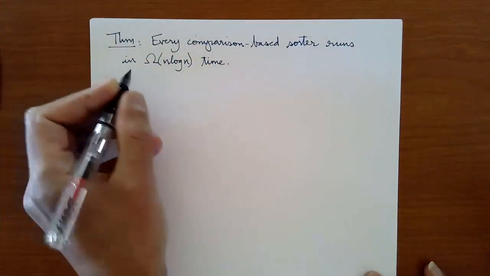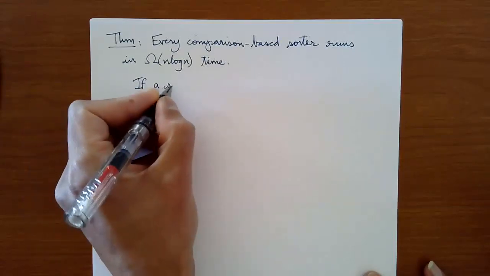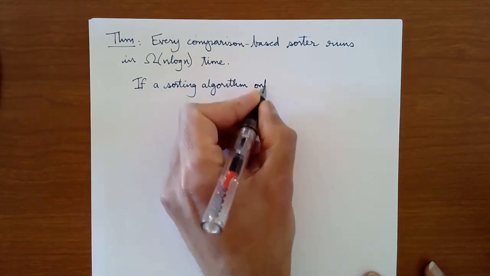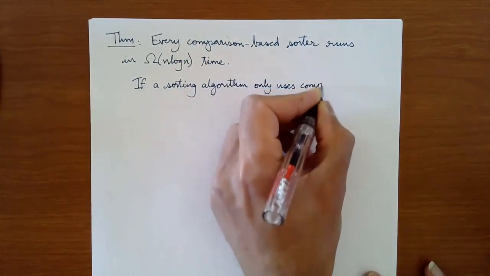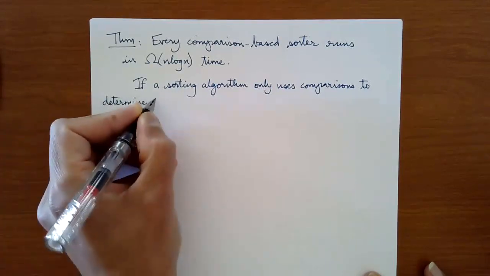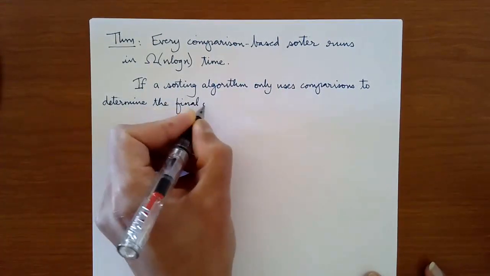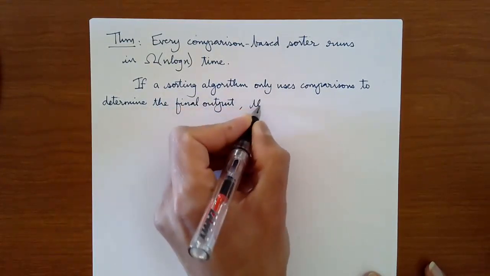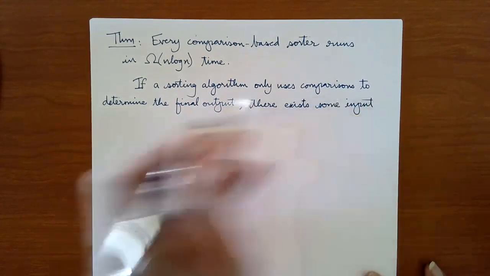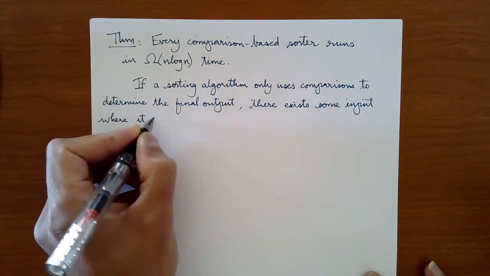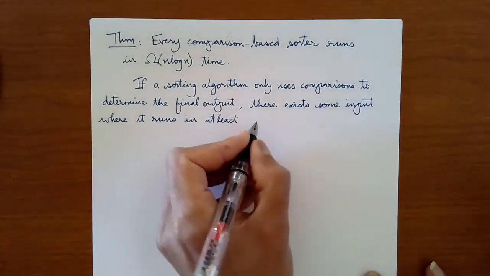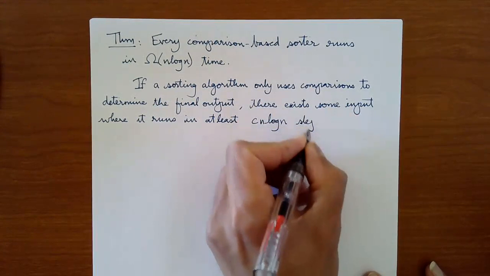Another way of saying this is that if a sorting algorithm only uses comparisons to determine the final output, there exists some input where it runs in at least Cn log n steps. So C is some fixed constant.